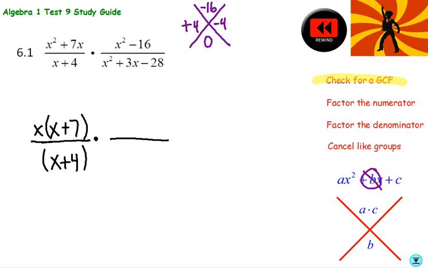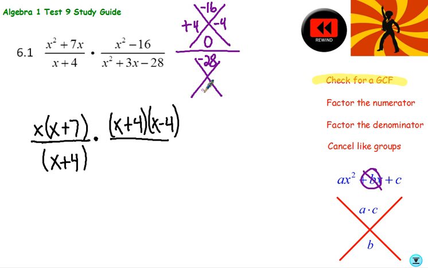So x plus 4 and then x minus 4. And then on the bottom, I've got x squared plus 3x minus 28. So I'm looking for two numbers that multiply to negative 28 that add up to positive 3. Let's see, 28, I'm thinking 7 and 4. And you know what? 7 minus 4 is 3. So that checks out. So let's see, x plus 7 and x minus 4.